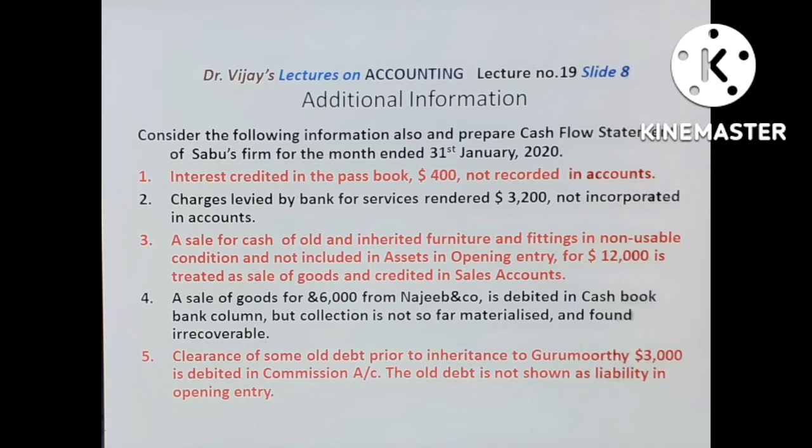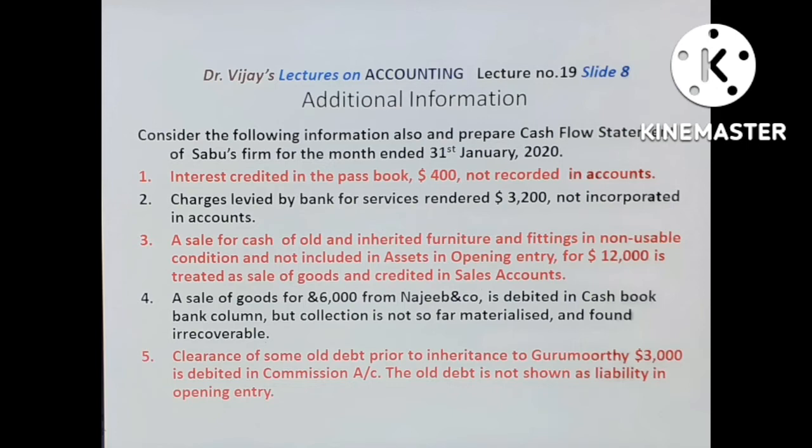should come as an inflow item from operations. Second is charges levied by the bank for services, 3,200. The rectifying entry passed for it is bank charges account debit to bank account. So posting comes on the credit side bank column of the cash book. Bank charges are to be shown as an outflow item under operating activities. Because of the entry, the bank overdraft goes up.